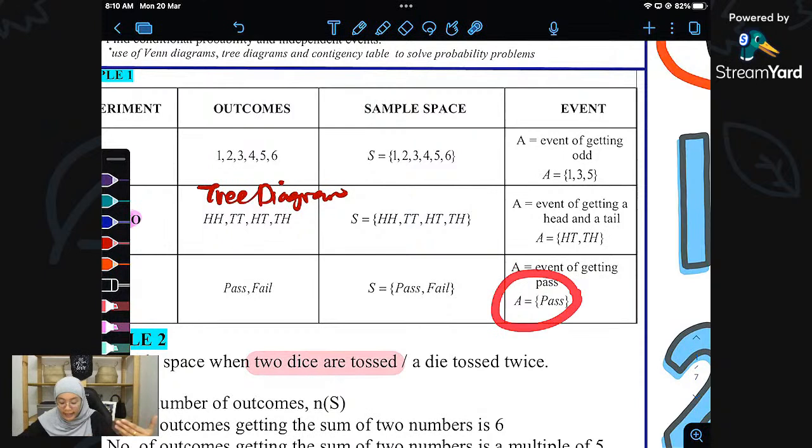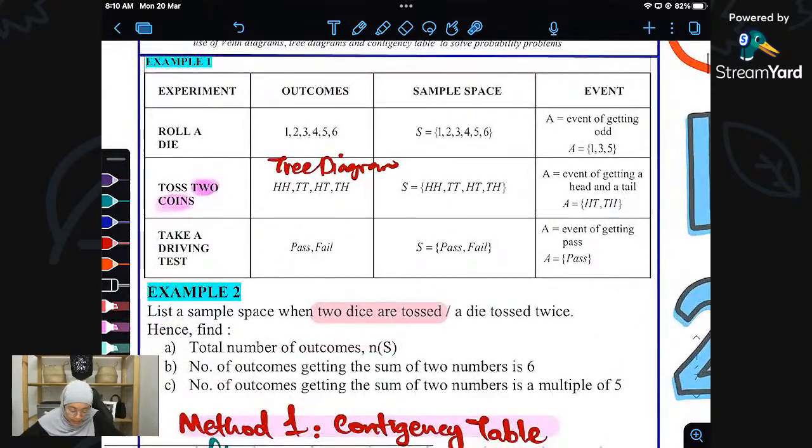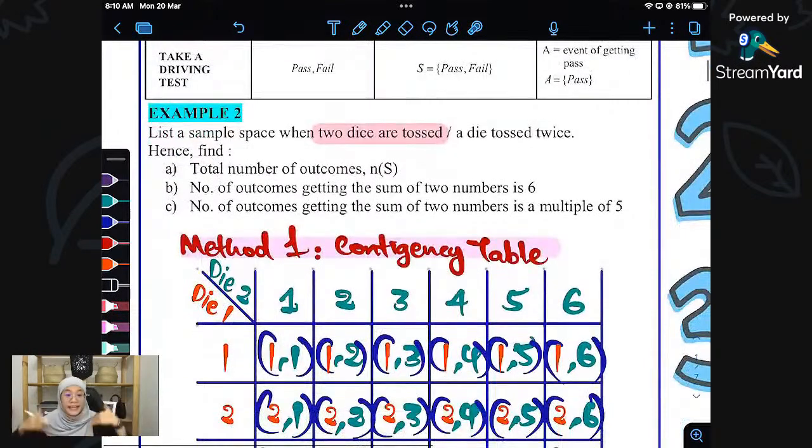And so, find the event that getting the pass. So, you boleh letkan dia menjadi pass. Give a name to it. So, dalam mathematics, kita selalu let something, give a name of event A, of event B, of event C, of event D, bagi nama.